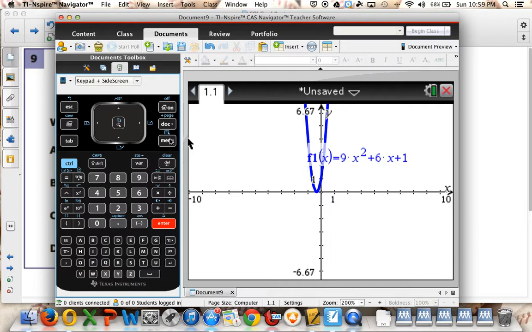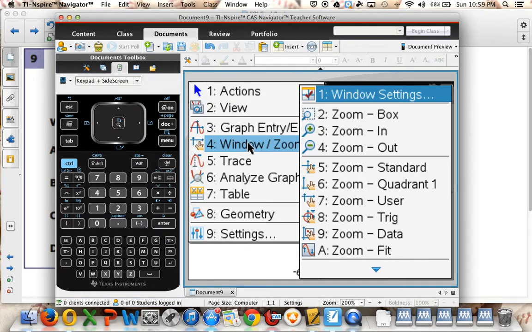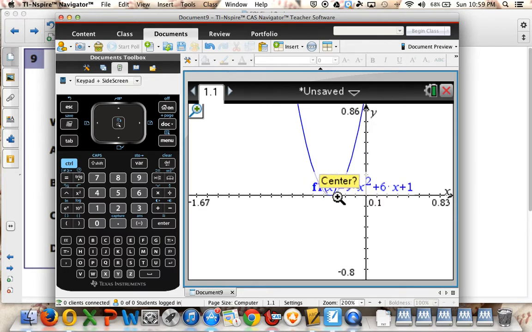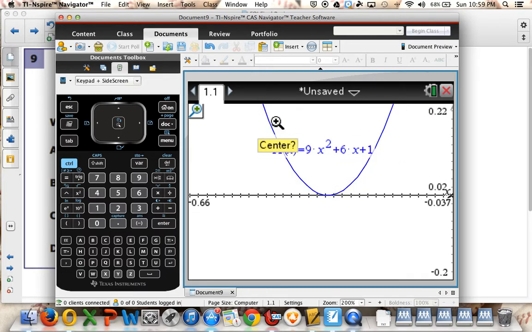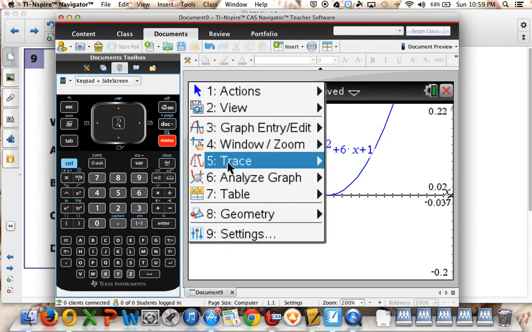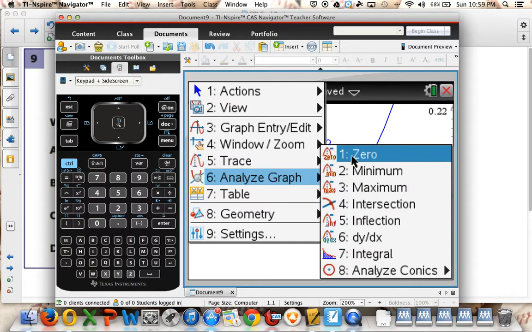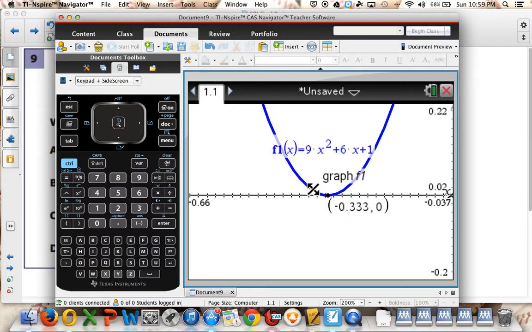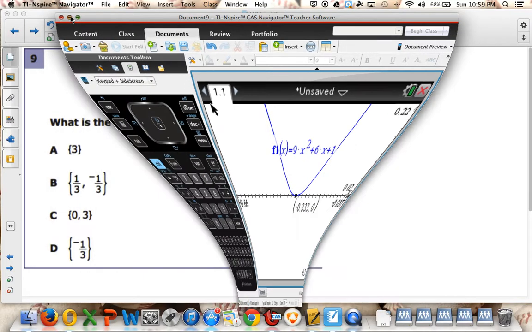That's all I got there. Can't really tell if it touches once or twice, so I'm going to zoom in right there where it seems to maybe cross. Doesn't seem like it crosses at all. I'm going to go menu, analyze graph for 0. I'm going to go to the left, and then slide over and go to the right. That seems to be where it crosses at, -0.33333, which is -1/3, comma 0.